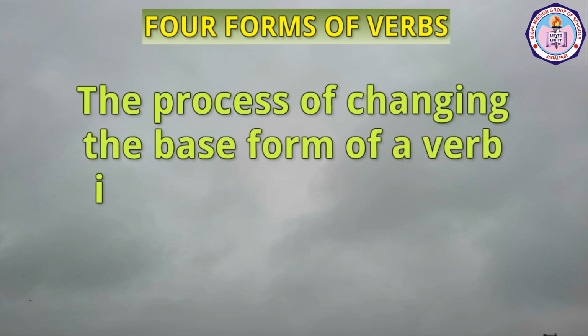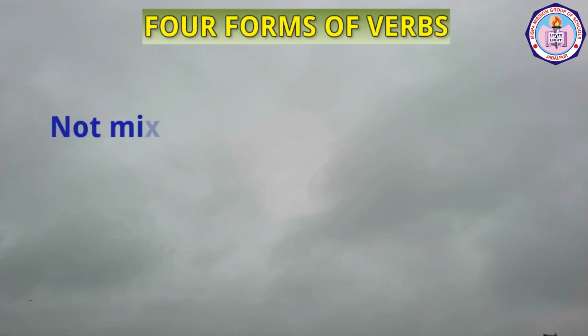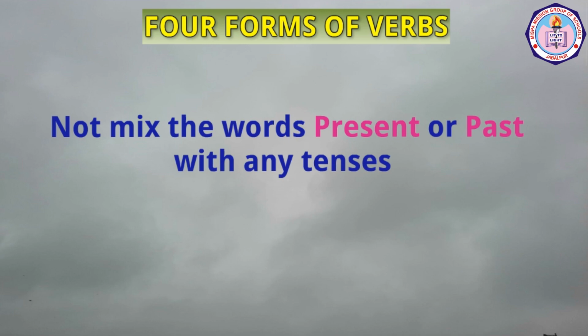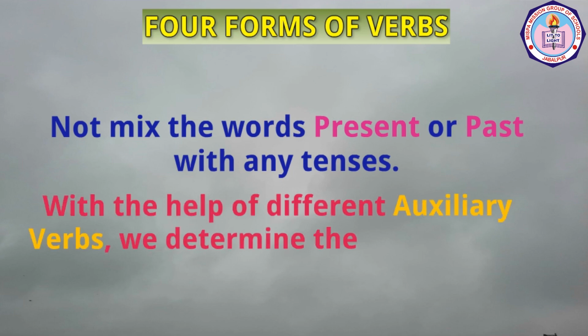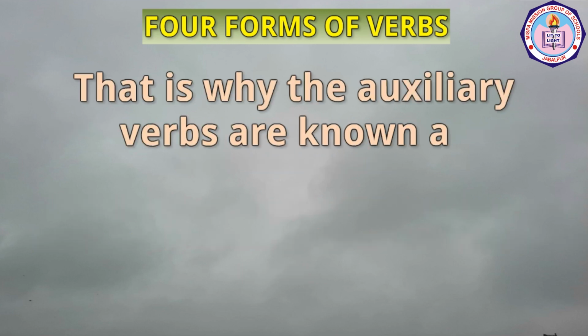The process of changing the base form of a verb into its 4 forms is known as conjugation. The learners should not mix the words present or past with any tenses. These forms are not categorized into tenses, but are forms of verbs only. All these forms are repeatedly used in different tenses. With the help of different auxiliary verbs, we determine the tense of the verbs. That is why the auxiliary verbs are known as helping verbs.